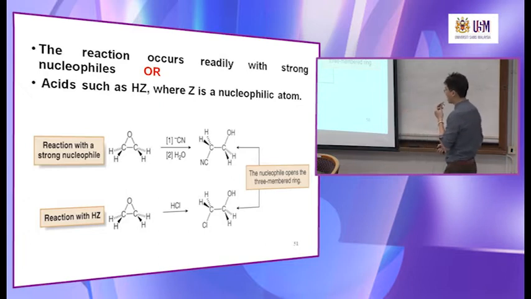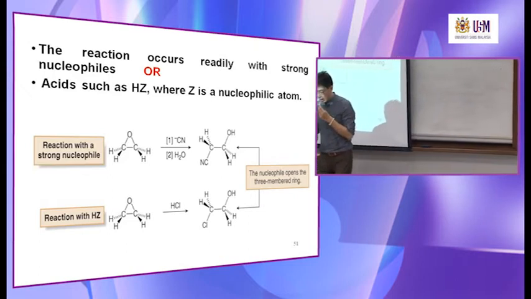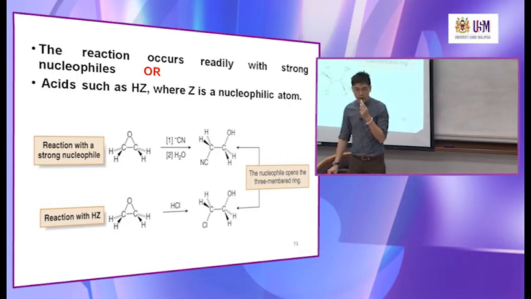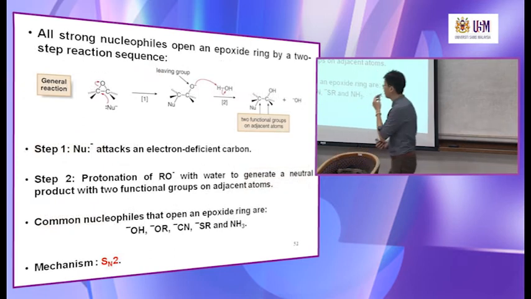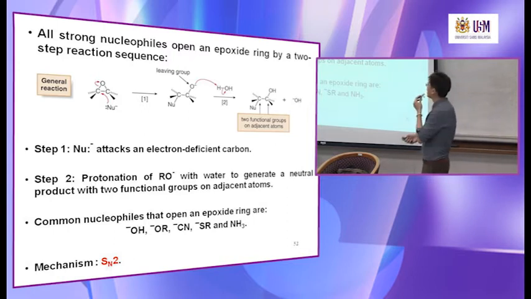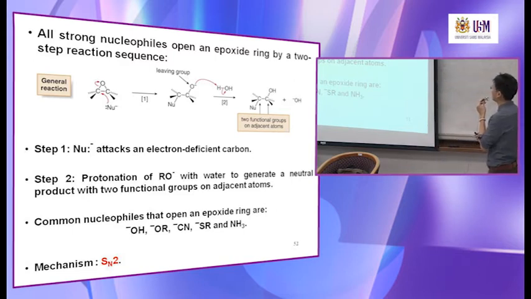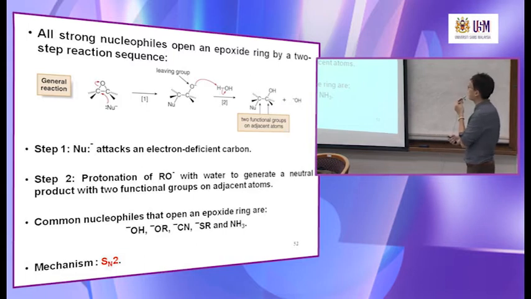Or you react with HZ, in this case HCl, and the mechanism will be slightly different, which we will study in the next few slides. So this is the general mechanism for an epoxide reacting with a nucleophile. Of course the second step is a protonation; we will show the mechanism later. All strong nucleophiles open an epoxide ring by a two-step reaction. The first step is the attack of the nucleophile on the partially positive carbon and the breaking of the CO bond. This is a concerted reaction happening in one step. After that, you get this intermediate, with the nucleophile attached to a carbon and the adjacent carbon having an O negative.